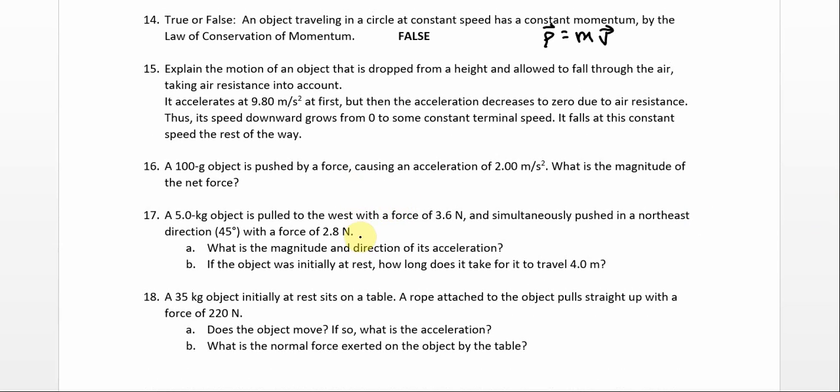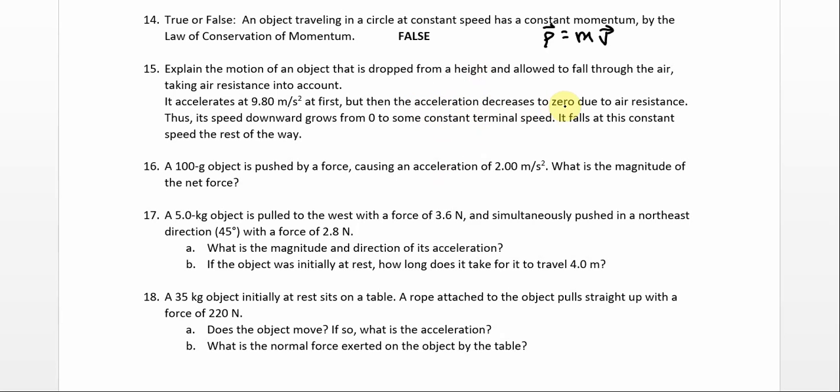Okay. Explain the motion of an object that is dropped from a height and allowed to fall through the air, taking air resistance into account. Okay, so what is the story for when an object drops? And we are including air resistance in the story. Well, so it accelerates at 9.80 meters per second squared at first, right at the beginning, but immediately as it picks up speed, the air resistance starts mattering and the acceleration will decrease, because the air resistance is fighting gravity, pushing upward, while gravity is pulling it downward. So it's still dropping and it's still getting faster, but at a lower and lower rate.